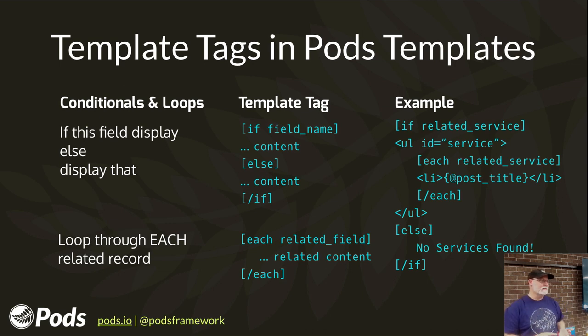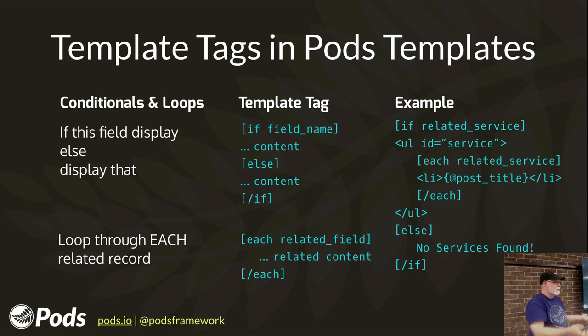Multiple images. So if you added a multiple image field to pods, you could also loop through with each. So each is what we use to loop through the related content on the other side of the connection. Does that make sense? So we're going to go each related field, and then inside that little loop box, we're going to output content from the other side of the post.